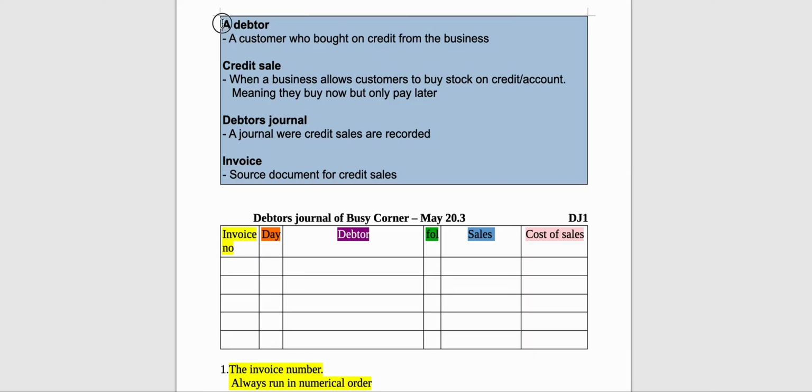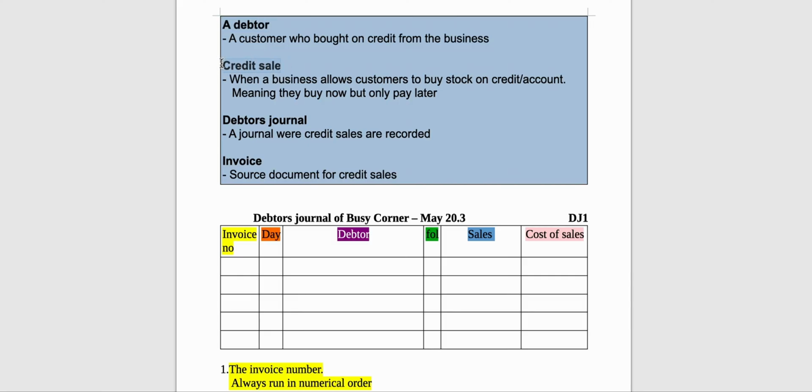So here are the 4 key terms that you need to know before you can even attempt to do or complete a debtors journal. The first key term that you need to know is a debtor. So what is a debtor? A debtor is a customer who bought on credit from the business. So, in a business, we allow people to come and buy on credit as well, not only on cash. So that customer who comes to buy from us on credit is called a debtor.